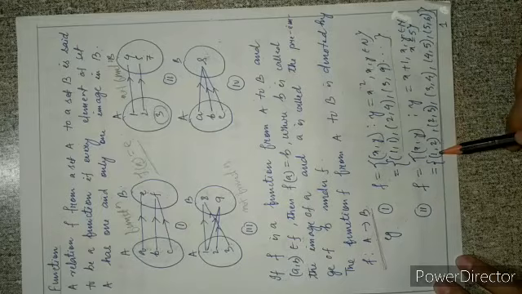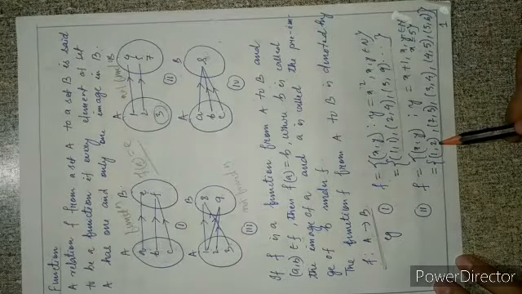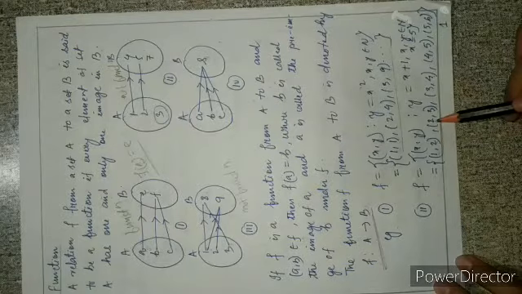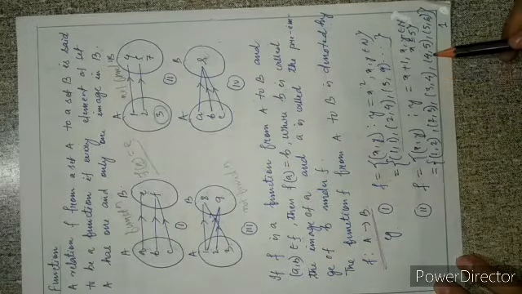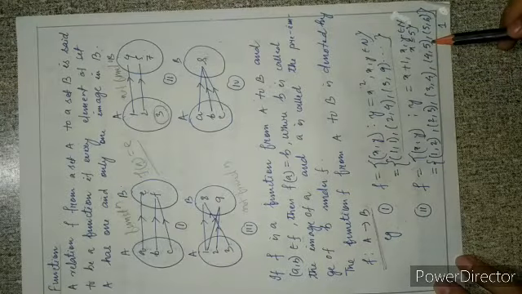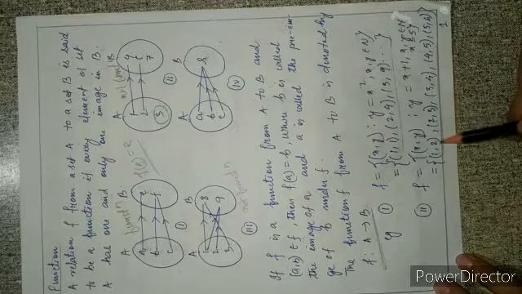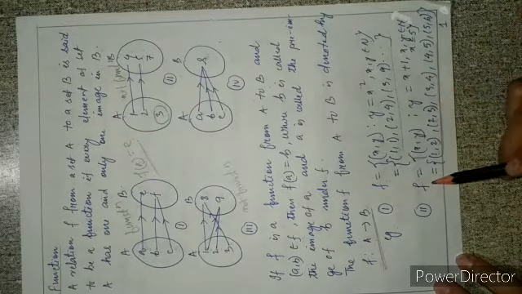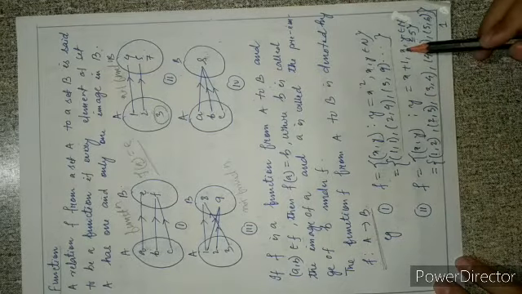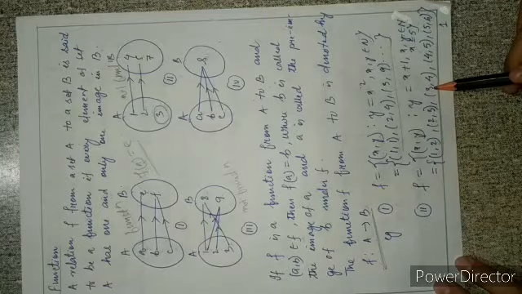If we put x is equal to 1, y will be equal to x plus 1, which is 1 plus 1 is equal to 2. X is equal to 2, y will be 3. X is equal to 3, y will be 4. X is equal to 4, y will be 5. And if x is equal to 5, y will be equal to 6. And these five ordered pairs will belong to this relation f, and every element of the domain has one and only one image.